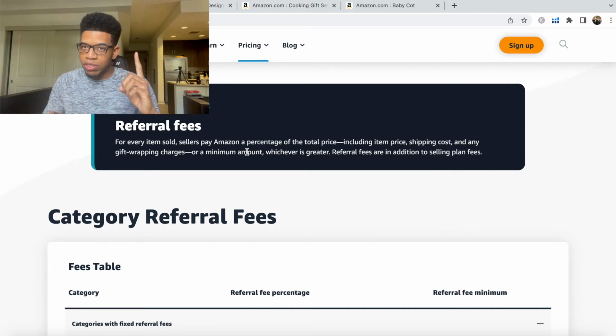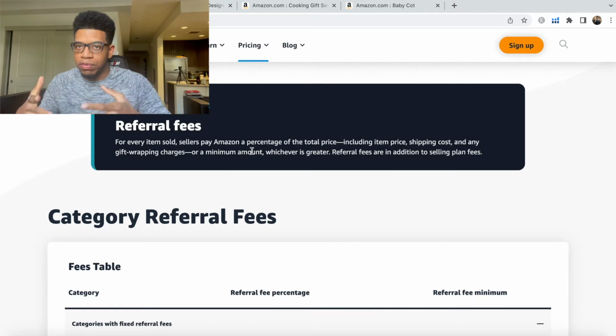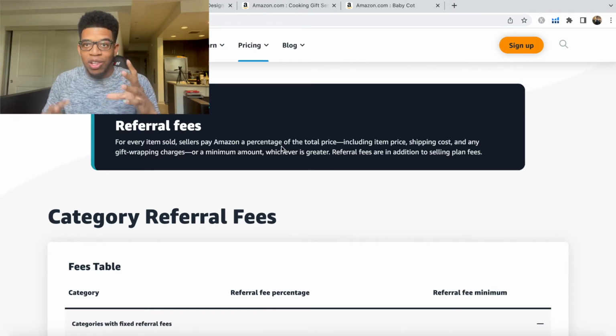So once again, the first thing was the seller plan fees. Now we have the referral fees. Now Amazon defines it as the item price, shipping costs, whatever. They're paying you a percentage, but basically it's to sell on Amazon.com, to be in front of all of their hundreds of millions of customers all around the world. You have to pay a referral fee. Everyone has to pay it. You can't get around it.